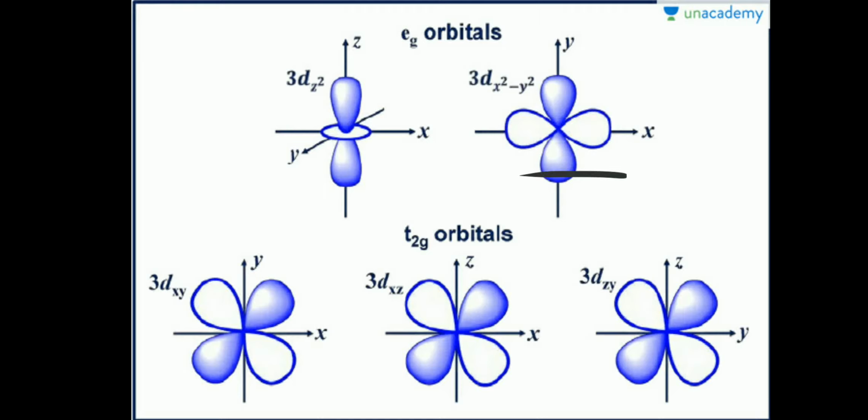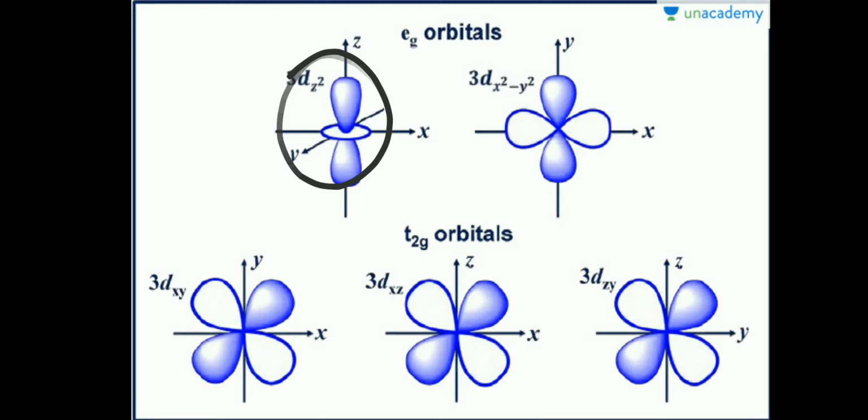If I am giving more electrons to dz square, the electron density along the z axis will be more, and if a ligand tries to come along this z axis, it will be repelled more. So the repulsion will be more here. The complex will try to minimize this effect, and it can do so by enlarging the length along the z axis.